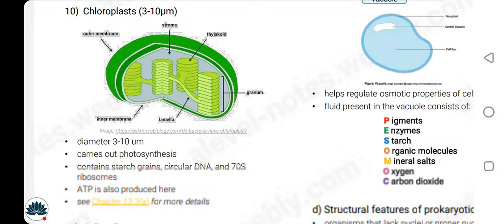All right. So the diameter of a chloroplast is 3 to 10 micrometers. It carries out photosynthesis. This is what we have learned in O levels and in the previous classes. All right. Okay. It contains starch grains, cellulose, DNA, and 70S ribosomes, as we have discussed. ATP is also produced here. All right.